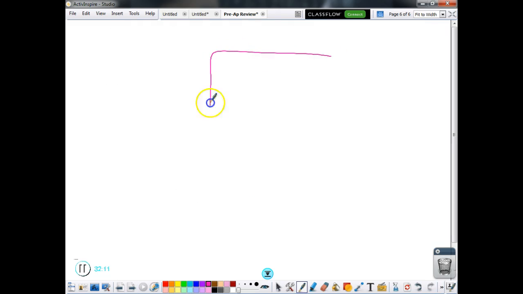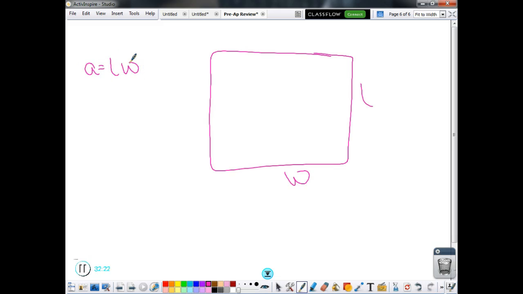I have a square. Okay, this is the length, this is the width, right? What is the area of this square? The length times width, right? Or base times height. Okay, now if I cut this in half, what do I have?